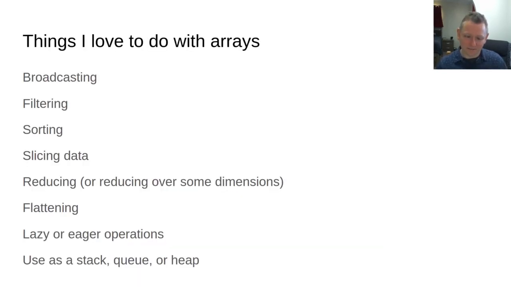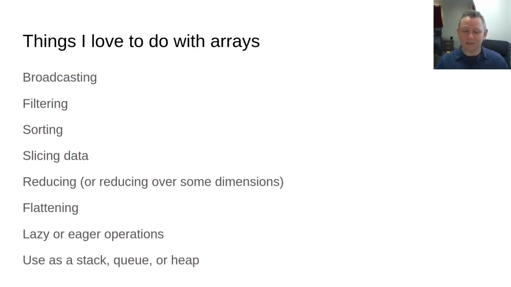So you know, this supertype, it should let us do all these things that I love to do with arrays. I love to do broadcasting, filtering, sorting. We can slice and dice our data. We can reduce over all our data or subsets of data. You know, flattening. We can do lazy operations. There's lots of lazy operations built in that we can opt into. And you can use vectors as stacks and queues and heaps and things. So that there's tons of things you can do with Julia just by using base and vector and vectors of vectors and things like that.